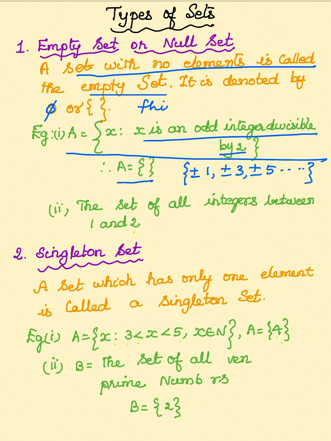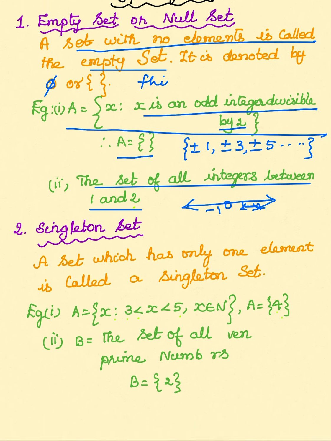The next one, the set of all integers between 1 and 2. So now let us take the number line. 0, minus 1, 1, 2. Between 1 and 2 there are no integers. After 1 you have exactly 2. So no elements are present there. So it is an empty set.